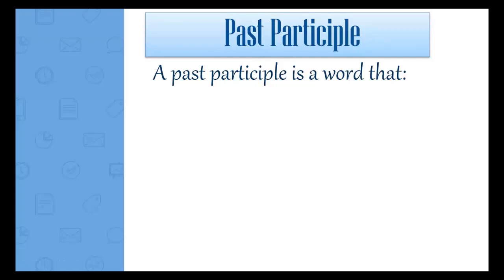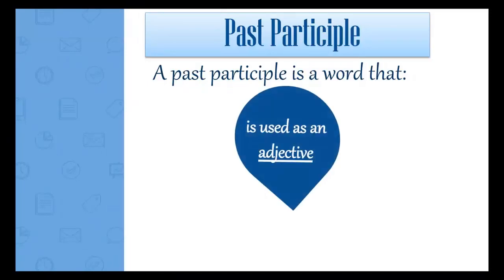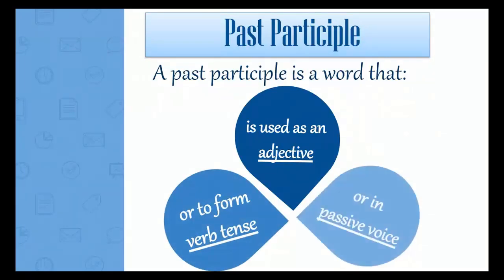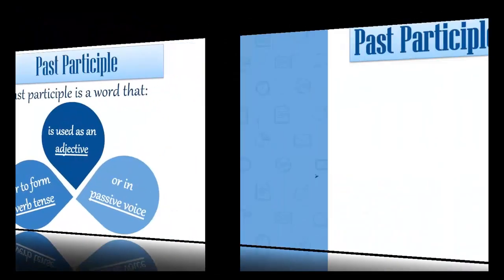Participles are amazing words. One minute you use them as verbs and the next moment they appear as adjectives. Past participle can also perform multiple functions. It can function as an adjective to describe a noun, or in the perfect tenses to form verb tense, and it is used in the passive voice as well.